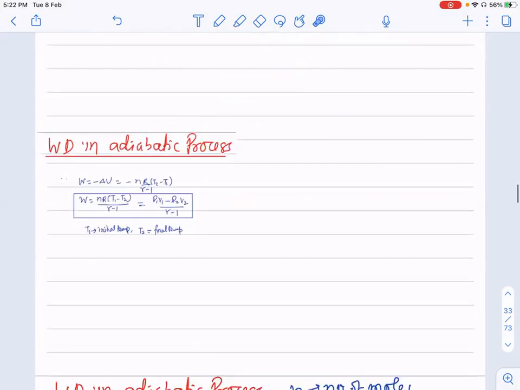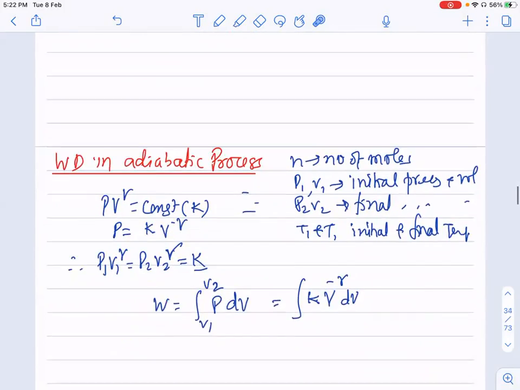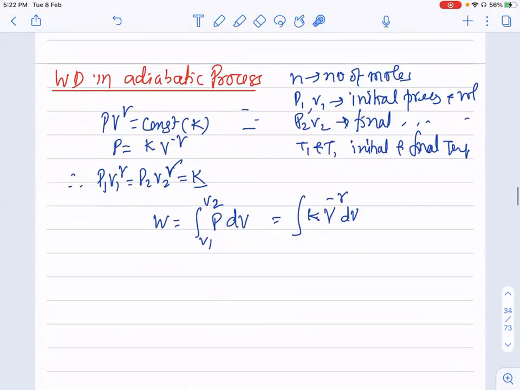Now we can see the work done in adiabatic process. Here also pressure is variable, so we have to take the help of integration. जैसा isothermal का किया था कल, work done. Similarly here also we have to do using integration. Let n be the number of moles, P1 V1 be the initial pressure and volume, and P2 V2 be the final one. T1 and T2 will be the initial and final temperature.